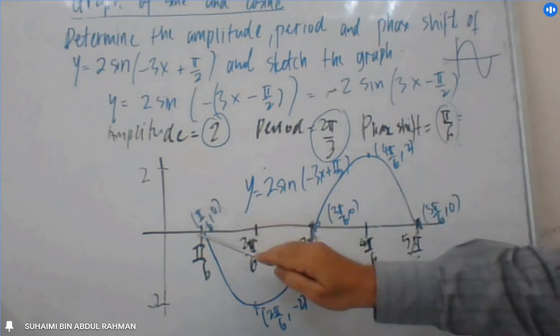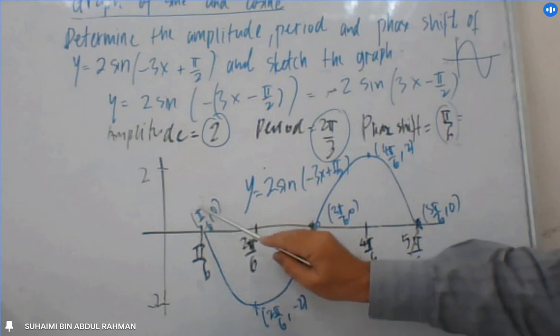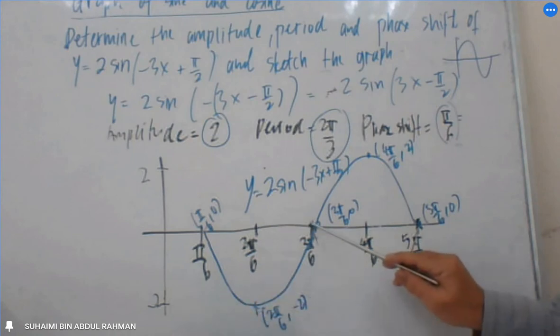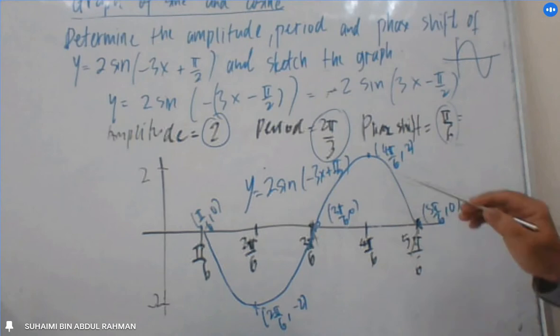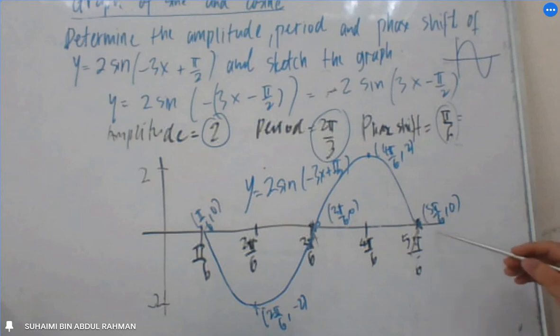Then we have the points here: pi over 6 for x and 0 for y. The next point, the value of x is 2 pi over 6 and the value of y is minus 2. Next, x is 3 pi over 6 and the value of y is 0. Then 4 pi over 6, 2. And 5 pi over 6, 0.